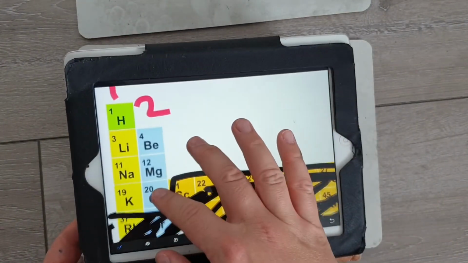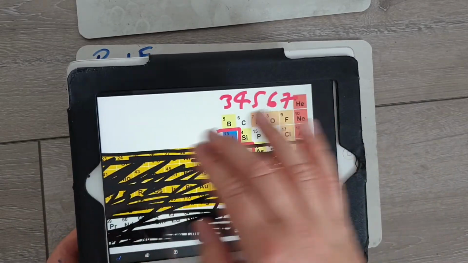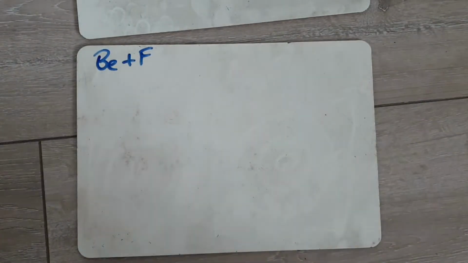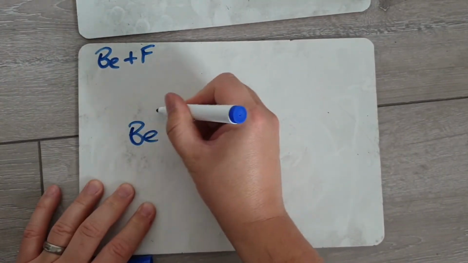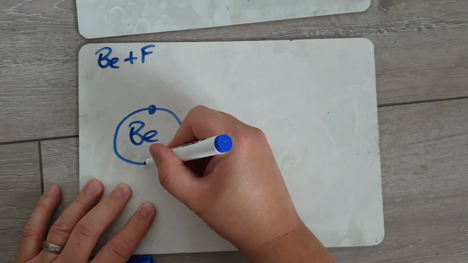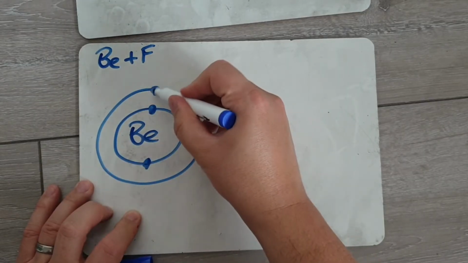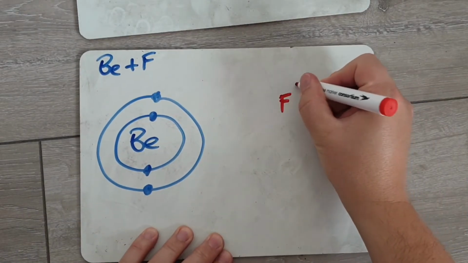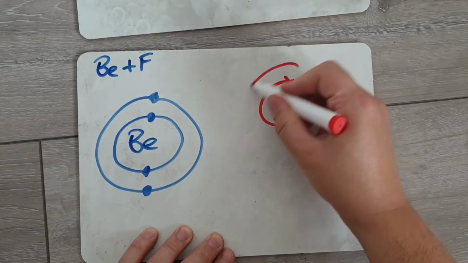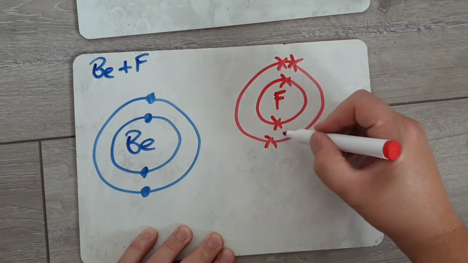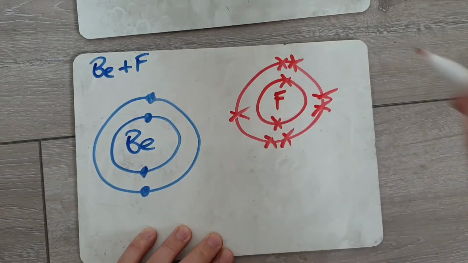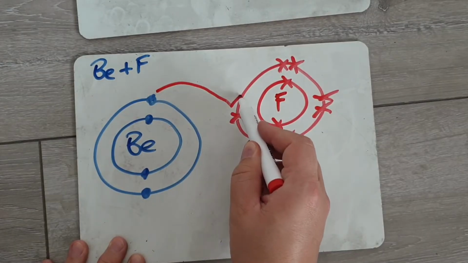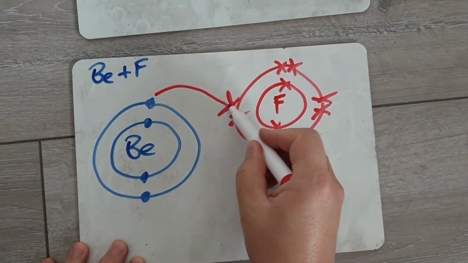So beryllium is in group 2 with 4 electrons. Fluorine is in group 7. It's got 9 electrons. So we know beryllium has 1, 2, 3, 4. We've got fluorine. We know it had 9 from the periodic table. We know it was in group 7, so 7 on its outer shell. Okay, so this one goes to there.